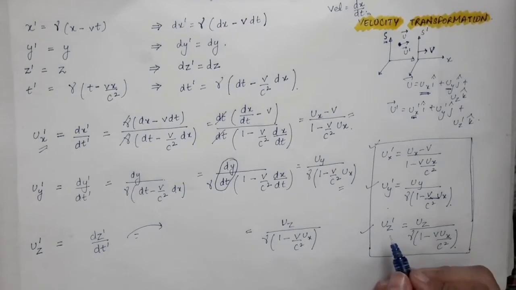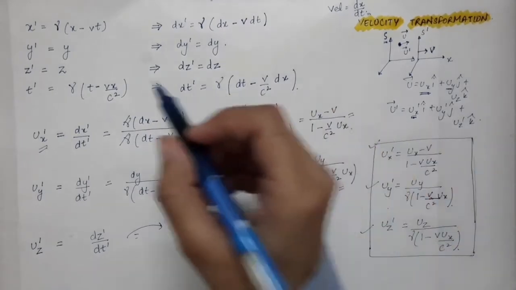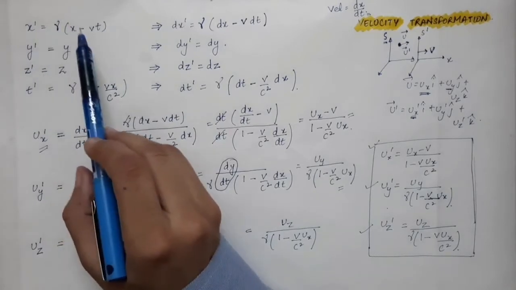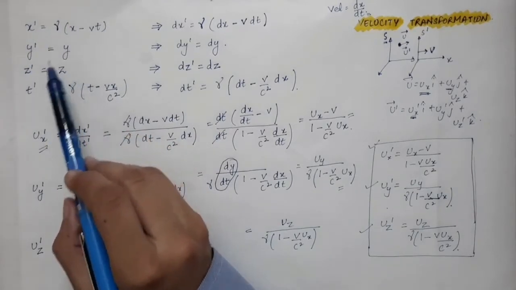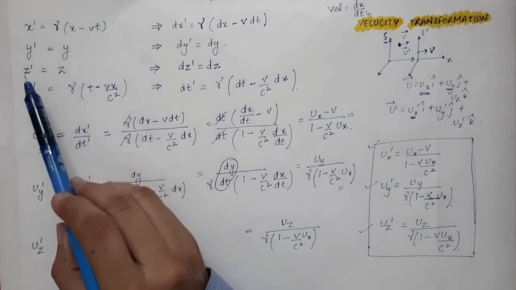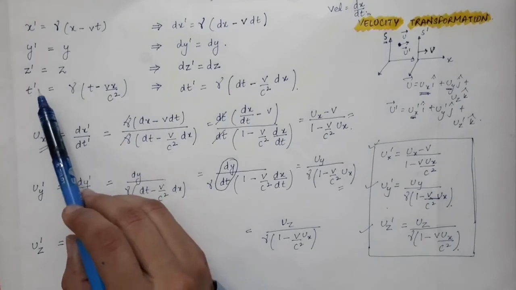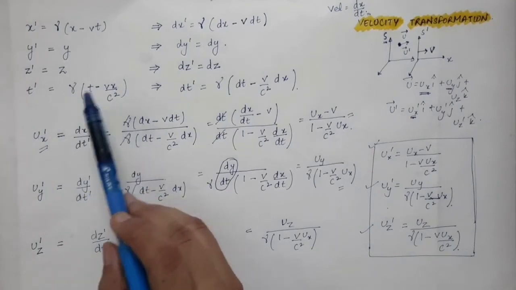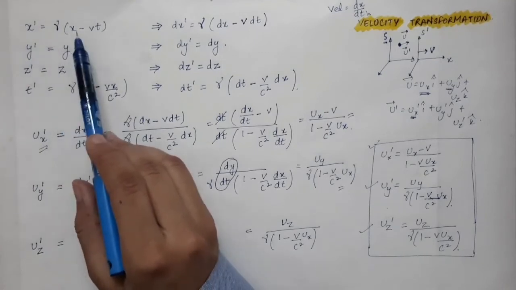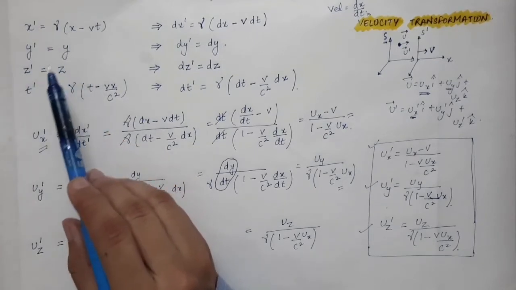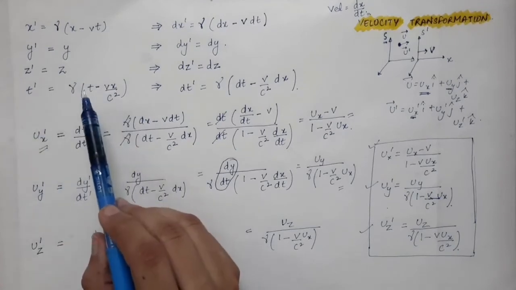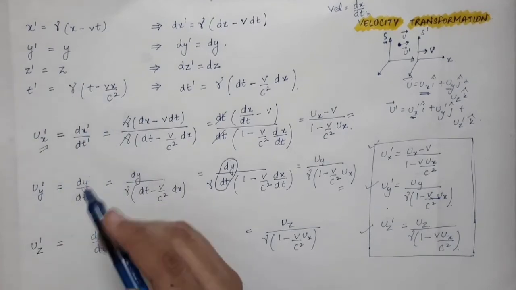To find, like in this case we have found x in terms of x prime, y in terms of y prime. So here we have x prime in terms of x, y prime in terms of y, z prime in terms of z, and t prime in terms of t. But if we want to find the opposite, that is x in terms of x prime, y in terms of y prime, z in terms of z prime, and t in terms of t prime, we use inverse transformations.